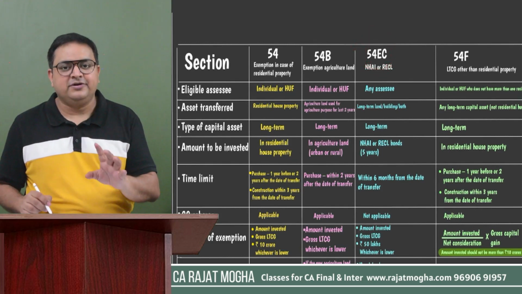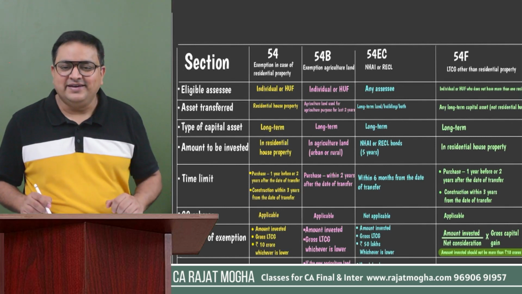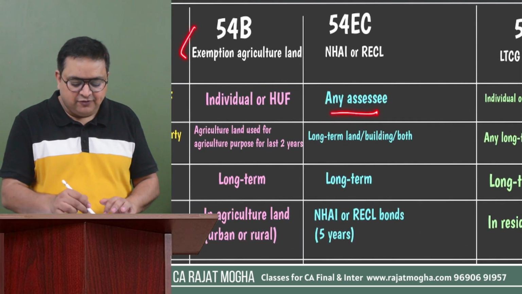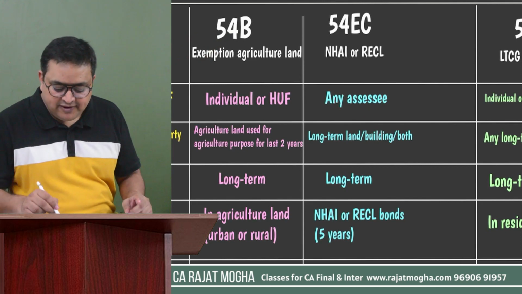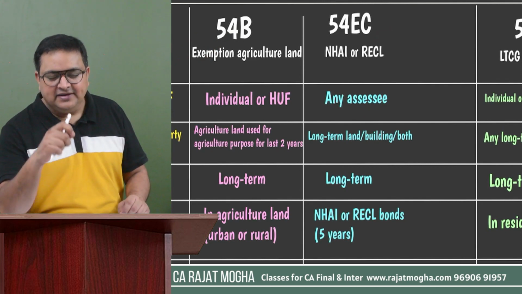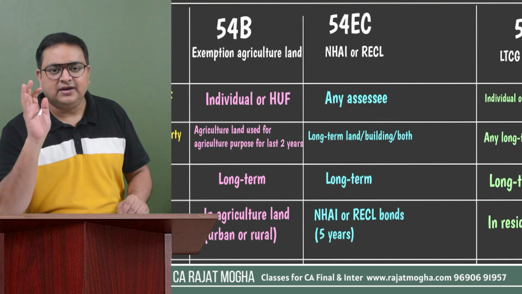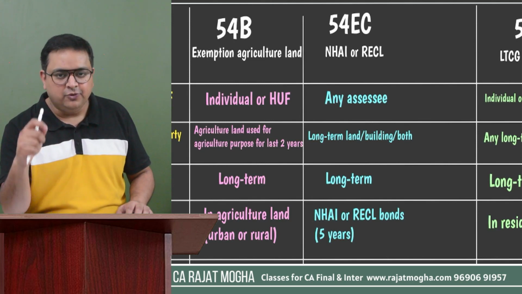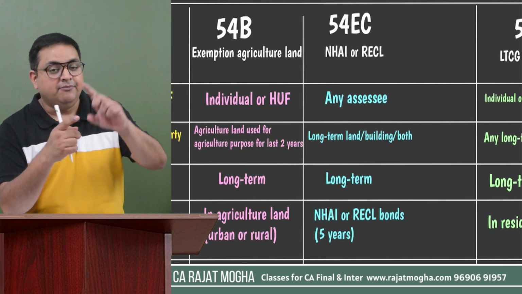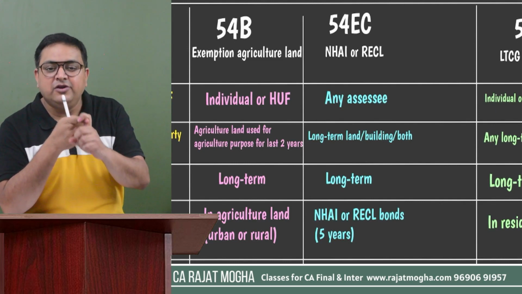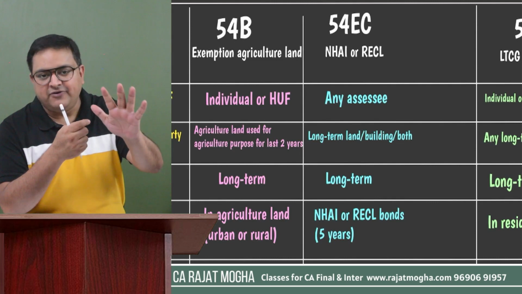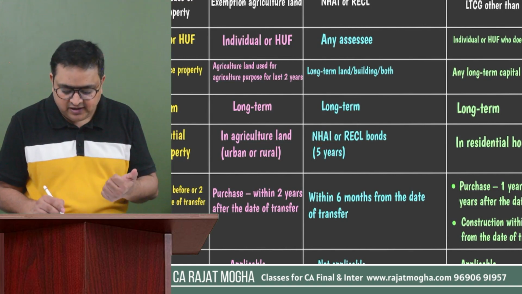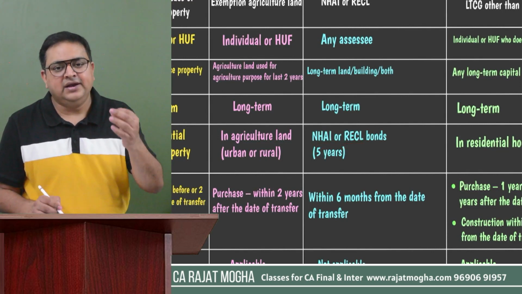54EC is an important section. It is always an examiner favorite section. It is available to any assessee. See, 54 and 54B were only for individual or HUF, but 54EC is for every assessee. Even companies and partnership firms can claim this. Of course, individual or HUF can also claim this exemption if they have sold their land or building, or both, and if it is long term. The important point is that here you have to invest in bonds for a minimum 5 years maturity: NHAI, National Highway Authority of India, RECL, Rural Electric Corporation Limited, or any notified bonds.